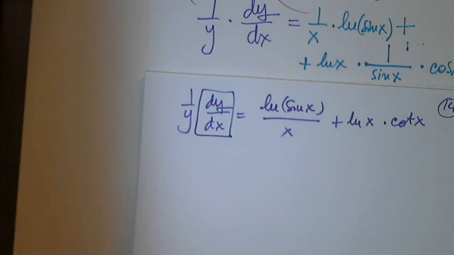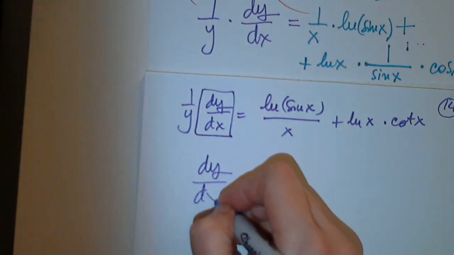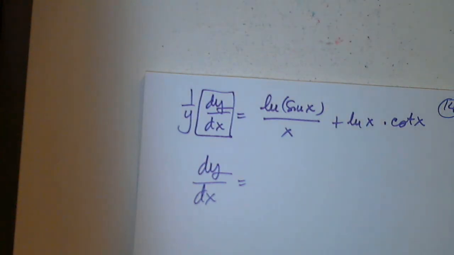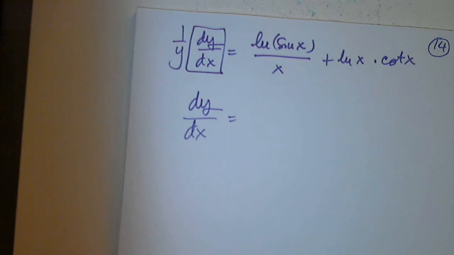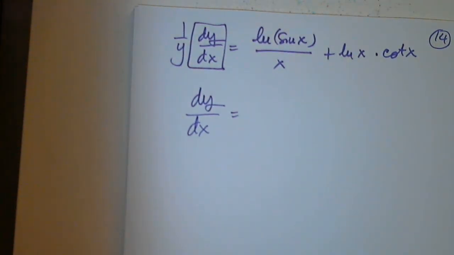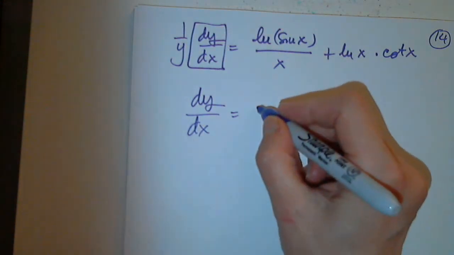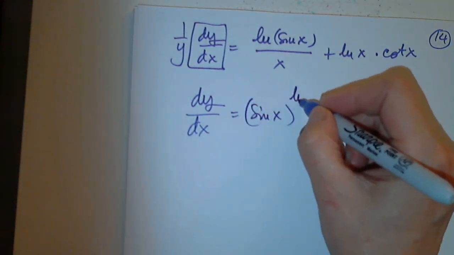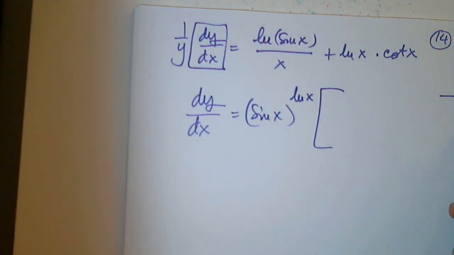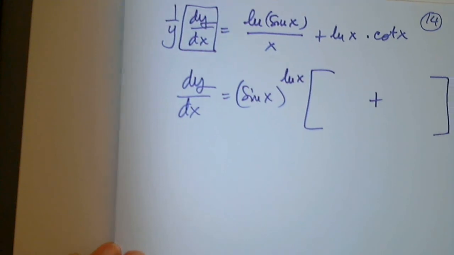So then I have dy over dx equals what? What should I do to both sides to find the derivative of this function? I don't want 1 over y times dy over dx. I just want dy over dx by itself. What should I do to both sides to get rid of 1 over y? Multiply by y. Instead of multiplying by y, I know the function is sine raised to natural log. I'm going to multiply by sine raised to natural log. I would not touch any of this. I will just use brackets and write them again, and that's it.